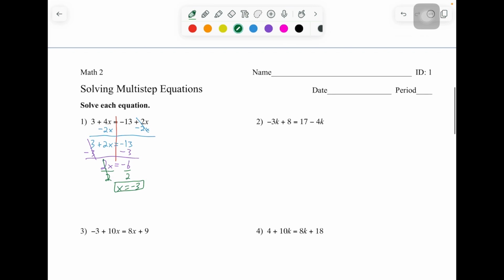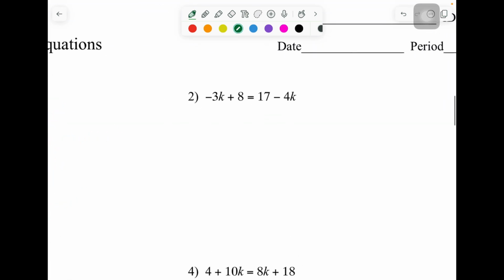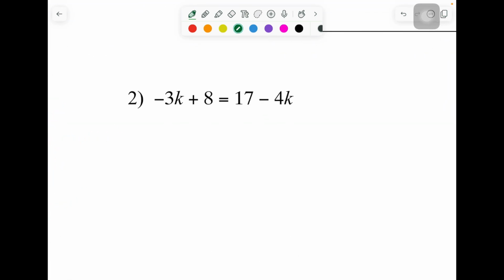And again, I know I keep saying x's, but there might be a K or an A or a B or whatever letter they use. Treat it like your x. Okay? So I'm going to put my line down my equal sign. This is number 2, by the way. So then I'm going to bring this 4K to the left, the negative 4K. So I'm going to add it. I'm going to bring it over here.